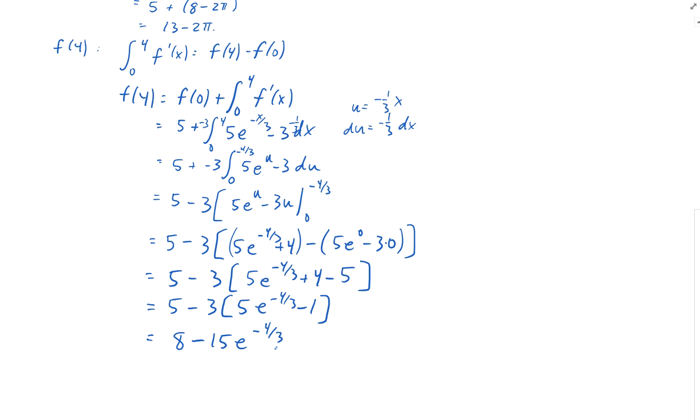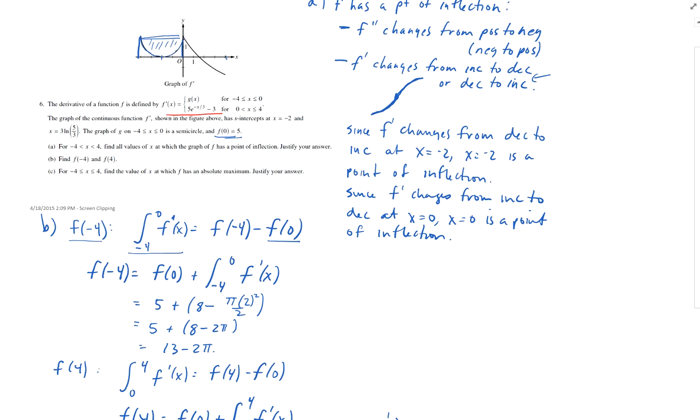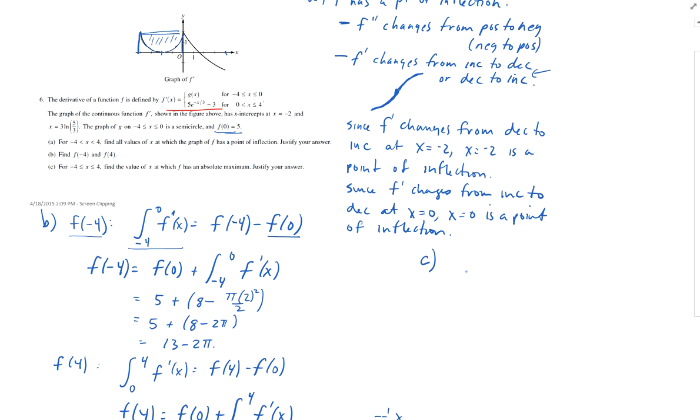Okay, then we got to come back up for part C, and I'll go ahead and put that over here. Part C says for negative 4 to 4, find the values at which f has an absolute maximum. Well, we have to look at the critical points. Well, the critical points are when f prime is 0 or undefined, and f prime is 0 when x equals negative 2 or 3 natural log of 5 thirds.